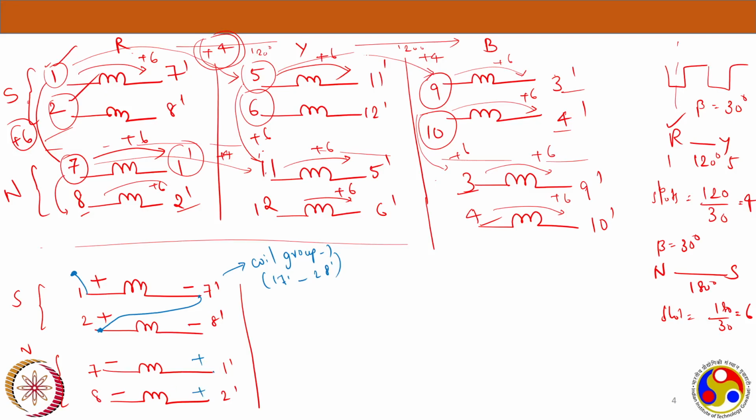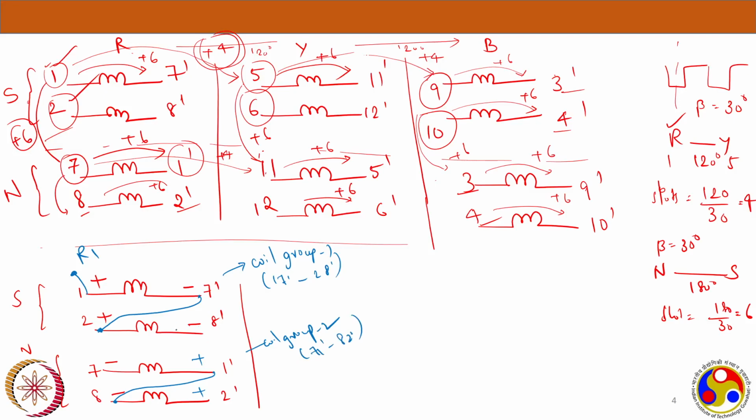Now again I will join this 1 dash to the 8 in series. Again these are connected in series, so my voltage will be additive. Now ultimately I should have two terminals, R1 and R2. So all these four coils will also be connected among them. These two coil groups. This is coil group 2. This is 7 1 dash and 8 2 dash.